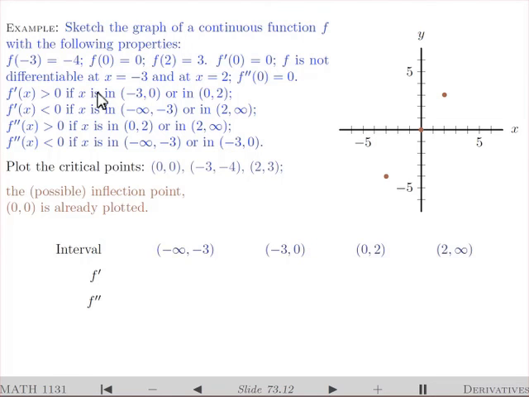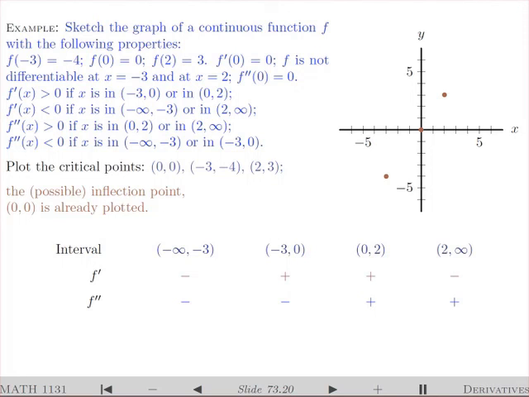It says f prime is positive from -3 to 0, that is this interval. It's also positive from 0 to 2, the third interval. F prime is negative from -infinity to -3 and from 2 to infinity. F double prime is positive from 0 to 2 and 2 to infinity, negative in the remaining two intervals.